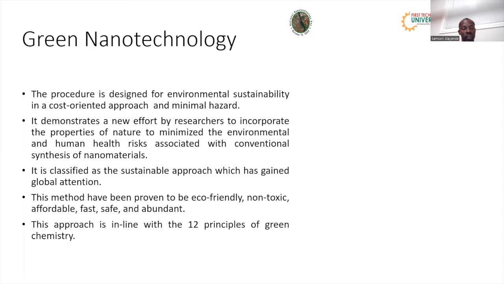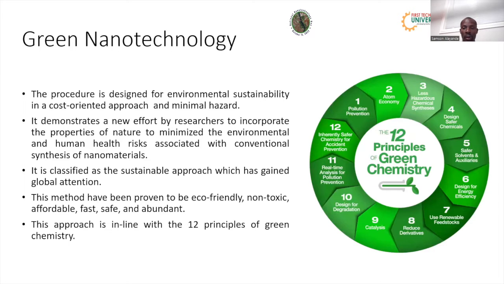And more importantly, these approaches are in tandem with the 12 principles of green chemistry, which talk about prevention of environmental pollution, atom economy, and less hazardous chemical synthesis. We also talk about design of safer chemicals, safer solvents and auxiliaries, and on up to the last, where we are looking at safer chemistry for accident prevention.